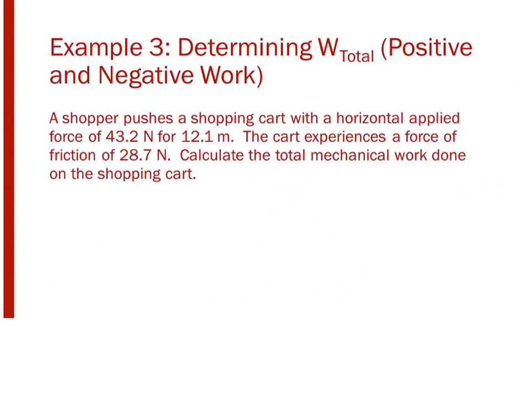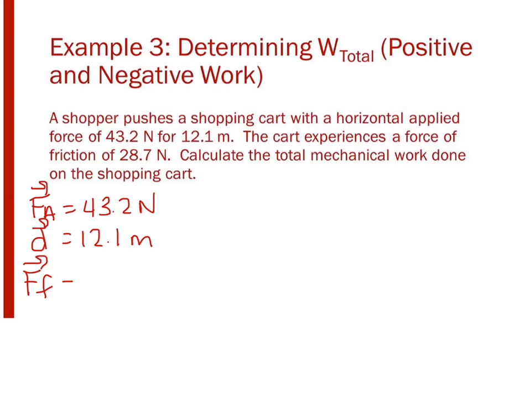All right, so sometimes we have work in a positive direction and sometimes we have work in a negative direction. The easiest way to look at that is to go back to what we were just talking about, friction. So we have a shopper pushing a shopping cart with a horizontal applied force of 43.2 newtons, and we have a displacement of 12.1 meters. At the same time, the cart is experiencing a force of friction of 28.7 newtons. Calculate the total mechanical work done. So we want to know our work.